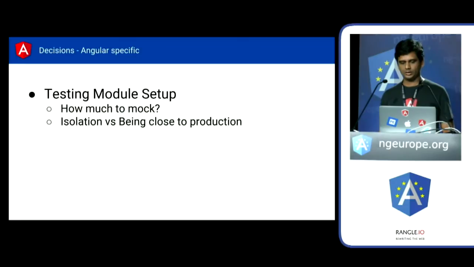Some teams in Google feel more comfortable mocking as little as possible, and they want the tests to run in an environment that's much closer to production. But that also means that it might be more difficult to debug when things fail, or things run slower, right? So again, it's something you'll have to decide.